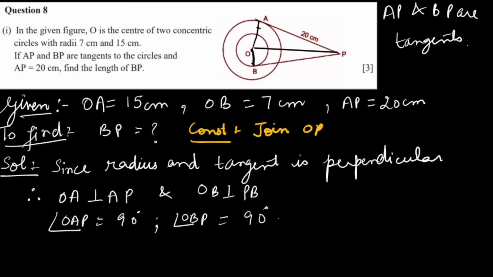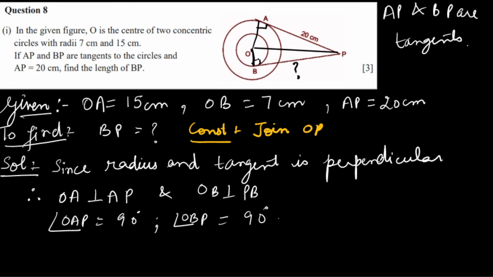So if we are joining OP, two right angle triangles we will get: triangle OAP and triangle OBP. We are joining because we have to find BP, and if any right angle we are getting, it's better if we are joining OP, we will get a right triangle as well. Okay, so now I've done the construction, so I have to find BP. BP is a side which comes in triangle OBP. So if I know the two sides OB and OP, then by using Pythagoras theorem, because it's a right triangle, we can use Pythagoras theorem to find the unknown side if two sides we know.